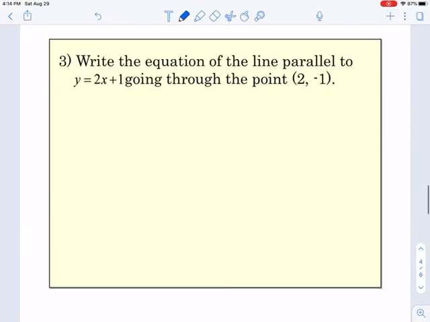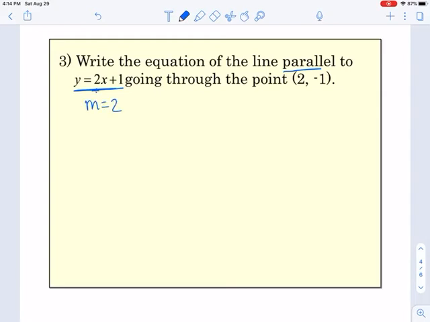So we want to write the equation of a line in number 3 that is parallel to y equals 2x plus 1 and is going through the point (2, -1). Okay, so if it's parallel to this given line, they're telling you that so that you can figure out what the slope is. So to write the equation of any line, you always need the slope. So that's where we're going to get the slope from. So the slope of this given line is 2.